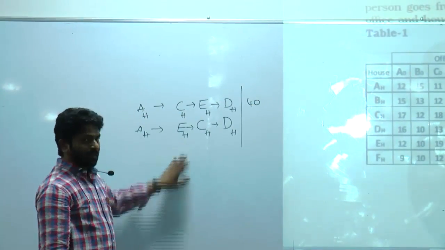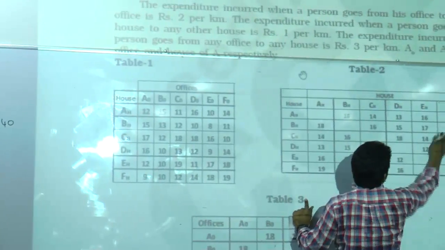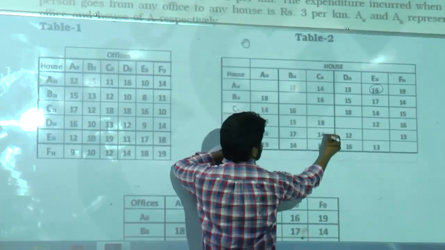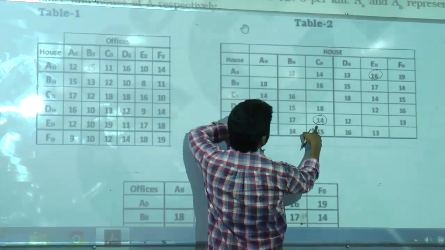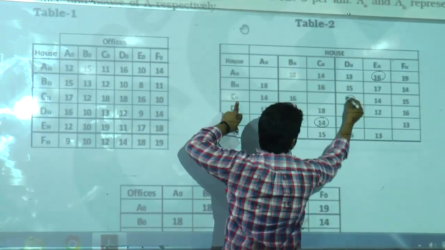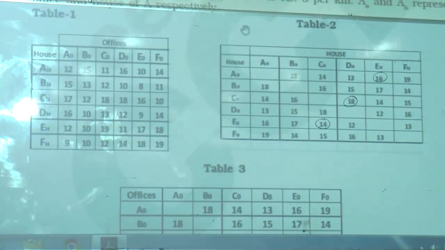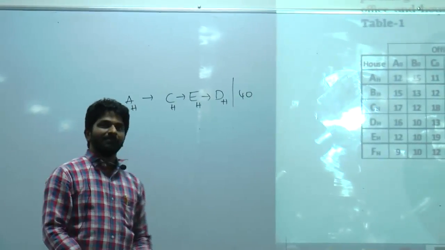Let me also calculate the other one. A is going to E's house first. A to E, 16. Next E to C house, 14. C house to D house, how much is this? 18. How much is total? 48. As you need to calculate minimum distance, this cannot be your way. This is the first order. Correct? And then, next, what happened?